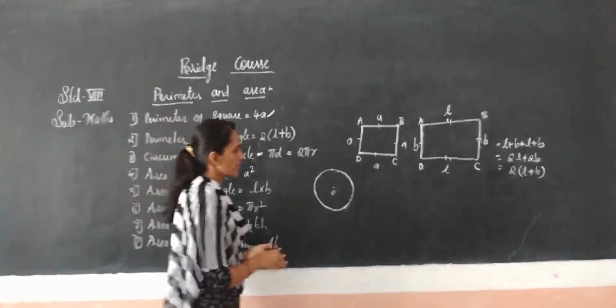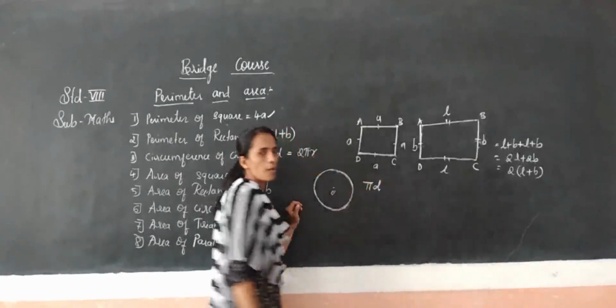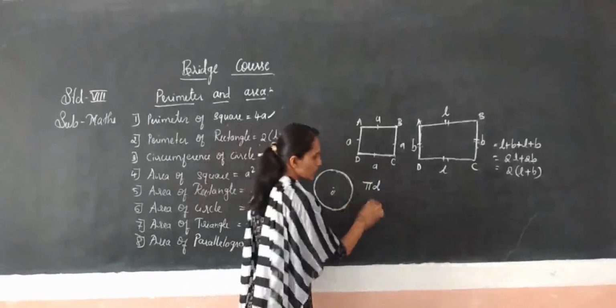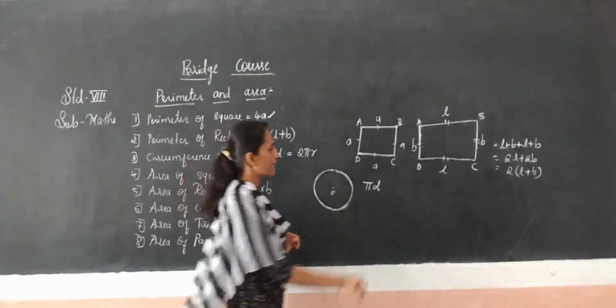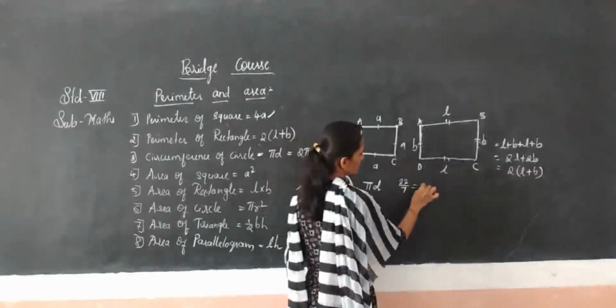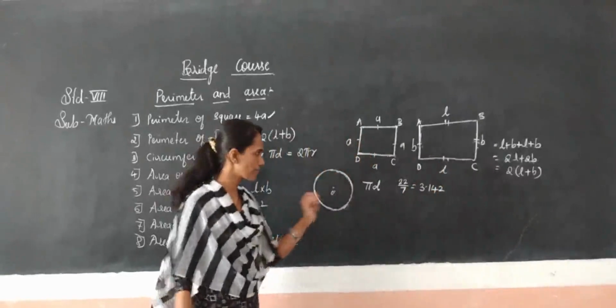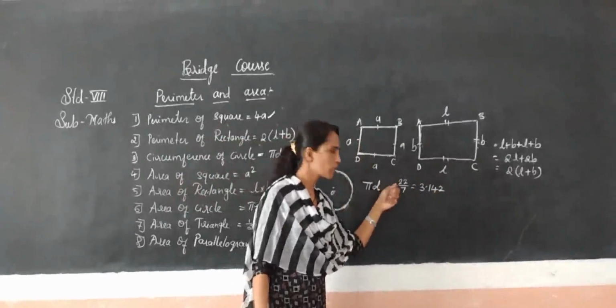So that we are measuring as pi d. Pi is a constant value. The value of pi is 22 by 7, otherwise you can write this as 3.142, whichever you can use. If they ask in fractions, you can take it as 22 by 7.